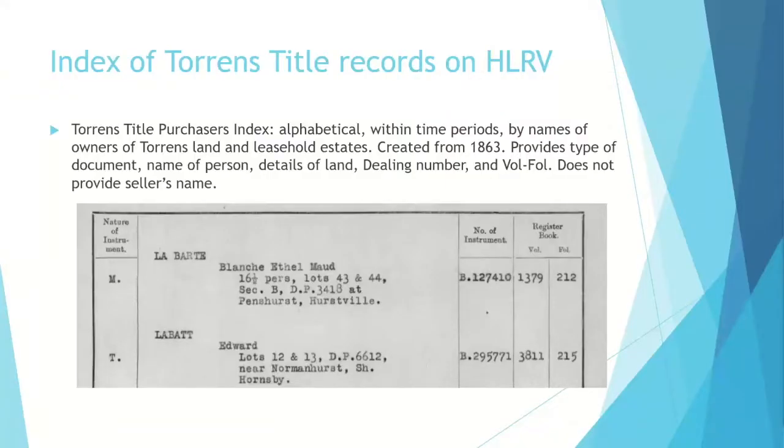There is also an index to Torrens title purchases on HLRV as well. Again, similarly, it gives you your vol-fol numbers, what type of instrument it is, a mortgage, a transfer. It doesn't tell you who sold, only who bought, and it uses the land title description rather than using street numbers or names.